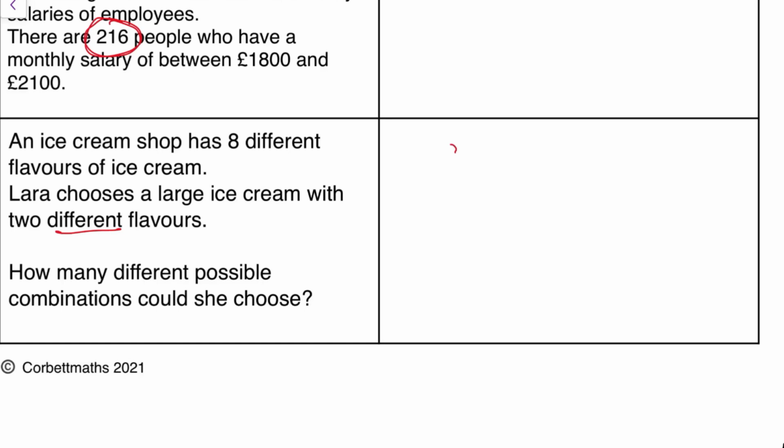My first choice is 8. My next choice is 7, which on the face of it is 56. But of course, if I choose, let's say, chocolate and vanilla, that's the same as choosing vanilla and chocolate. So I need to divide this by 2 to compensate for the fact that I'm going to double up my pairs. So 56 divided by 2 is going to give me 28, which is my final answer.